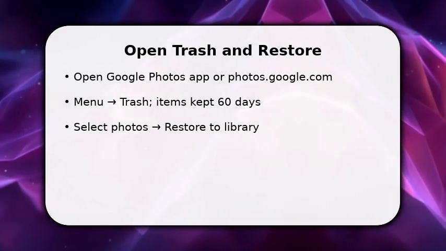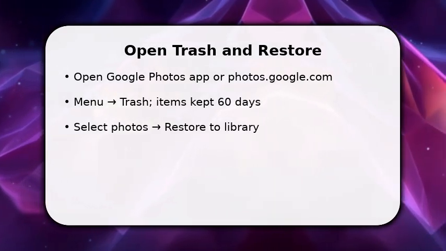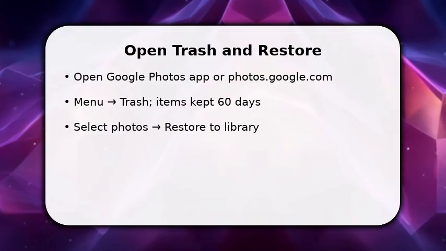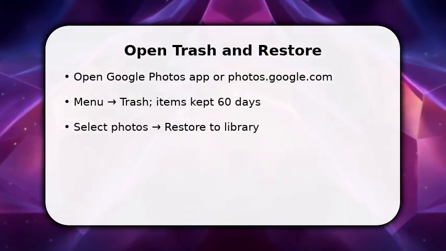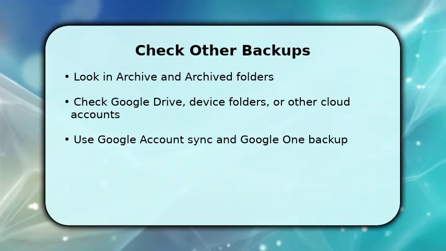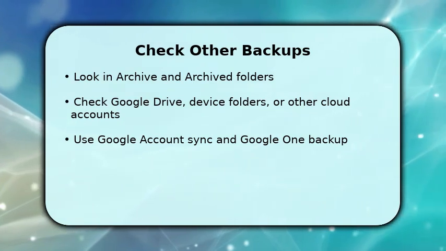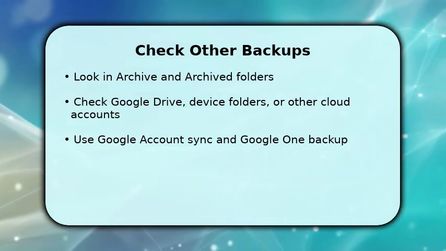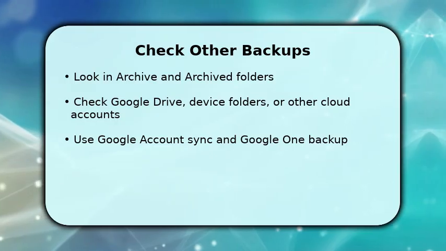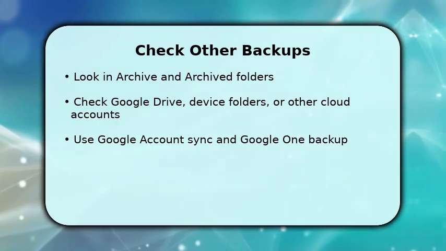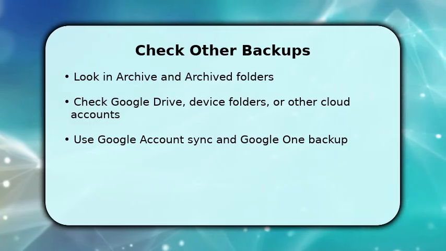If you restore multiple items, Google preserves original timestamps and albums when possible, which helps you find them quickly afterward. If photos aren't in Trash, check Archive and other device folders, because sometimes images were moved rather than deleted. Next, verify Google Drive and any other cloud accounts you use. Syncing can place copies there.